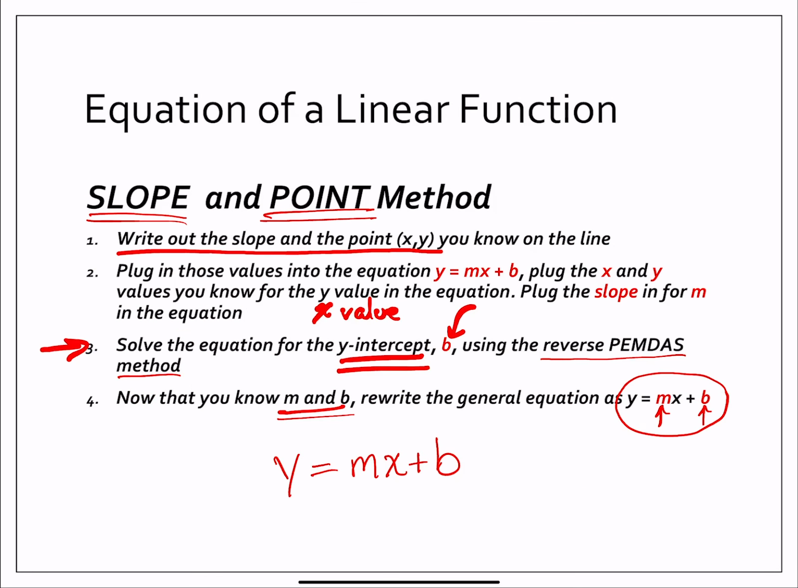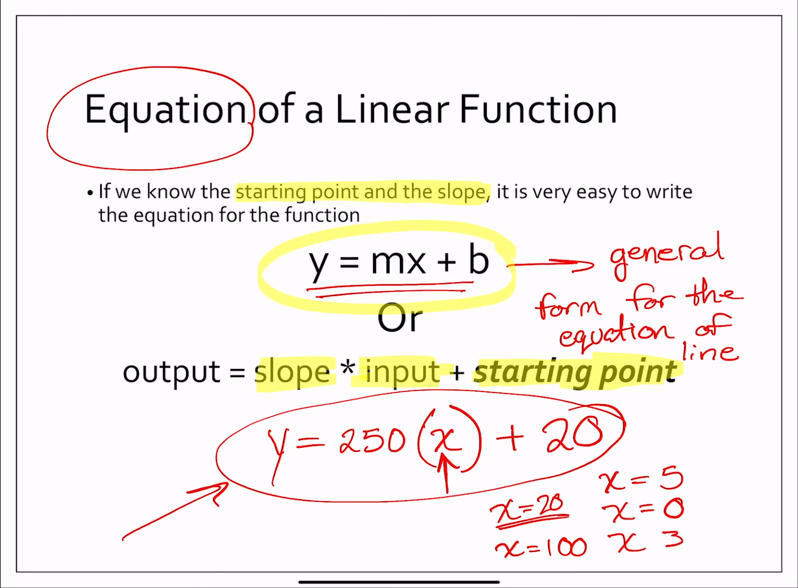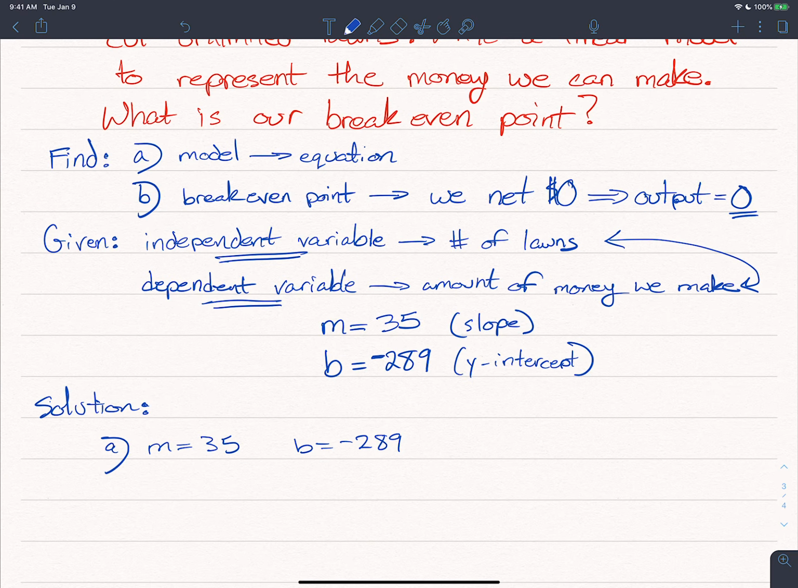And what can we do? Well, if we go back here, it says if we know the starting point and the slope, then we can just write out y equals mx plus b. So let's just do that. Y equals mx plus b. And then we need to plug in m and b. So we get y equals 35x plus negative 289, right?